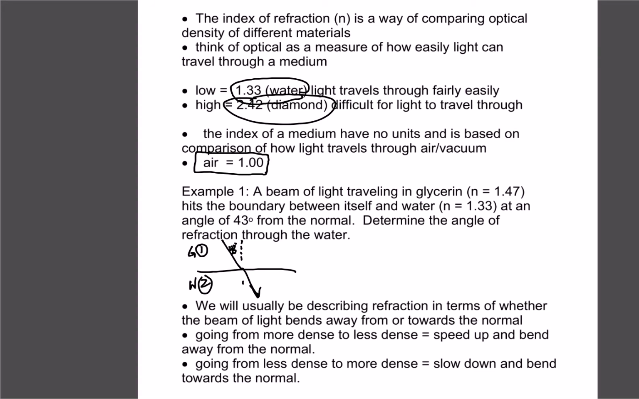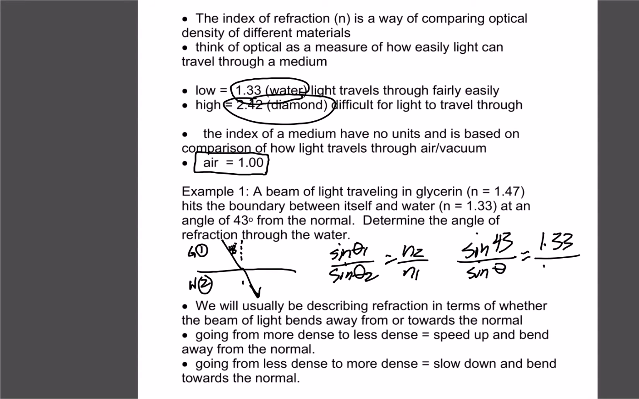If we use sine θ1 over sine θ2, that'll equal n2 over n1. We just have to make sure we get the right angles and the right indexes in the right spot. So we'd have sine of 43 over sine of the angle we're looking for. n2 is our water, so that's 1.33 over 1.47. To solve that, all we have to do is cross multiply, take the inverse sine of our answer, and we get about 49 degrees if we round it off.